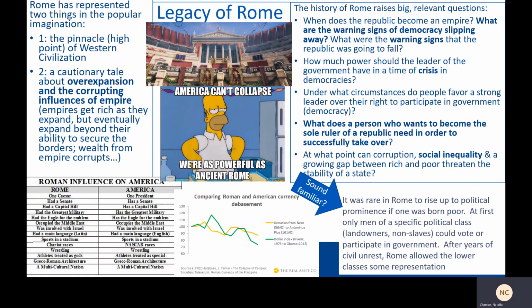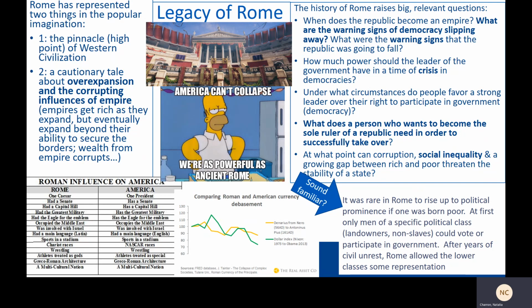In the popular imagination, the way people remember the history of Rome, Rome tends to stand out for 2 main reasons. One, it's often thought of as the pinnacle, the high point, the apex, the best of Western civilization. And 2, its history is often told as a cautionary tale about overexpansion and the corrupting influences of empire. Remember, empires get rich as they expand, but expanding requires more resources. When they expand beyond their ability to secure their borders, that causes some security problems. Similarly, wealth from the empire has a corrupting effect, and that changes things inside the empire as well.